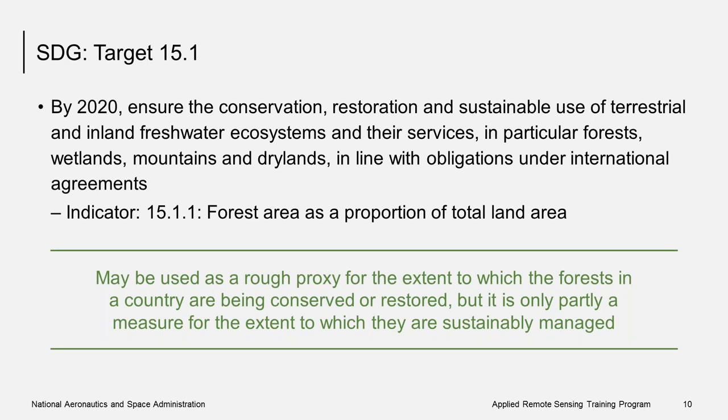SDG Target 15.1 says by 2020, ensure the conservation, restoration, and sustainable use of terrestrial and inland freshwater ecosystems and their services. In particular, forests, wetlands, mountains, and drylands in line with obligations under international agreements. This week, we will be focusing on indicator 15.1.1, which is forest area as a proportion of total land area.